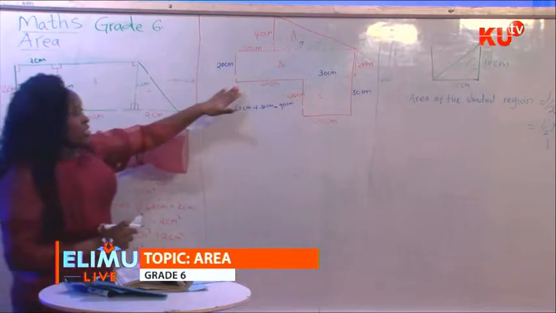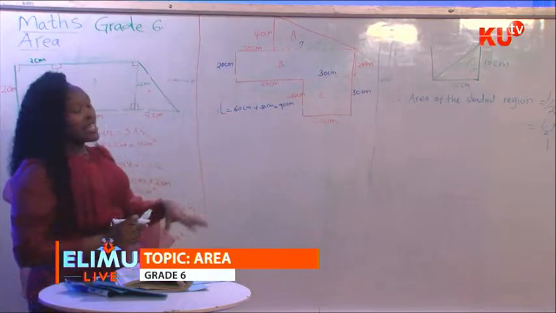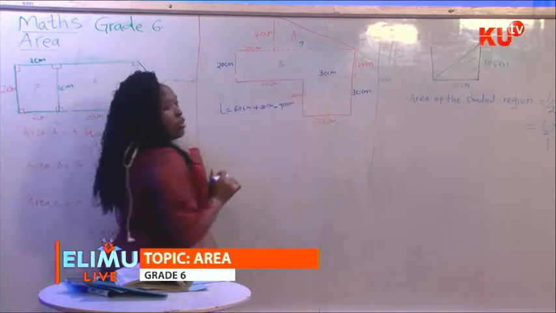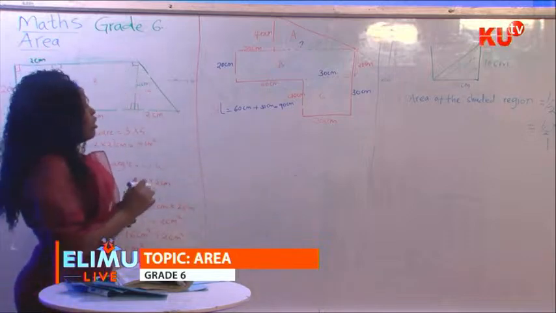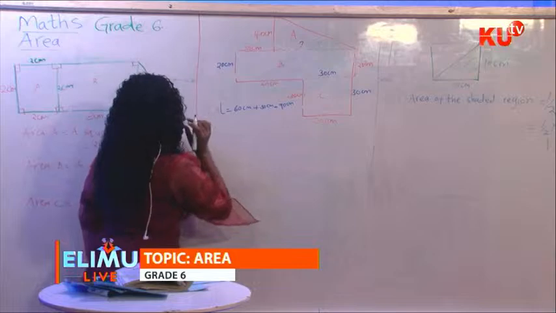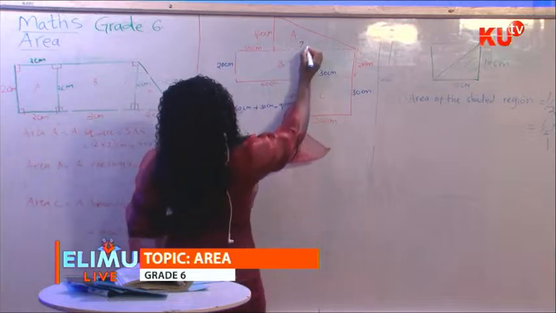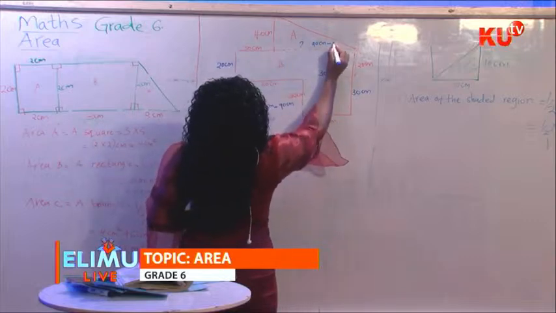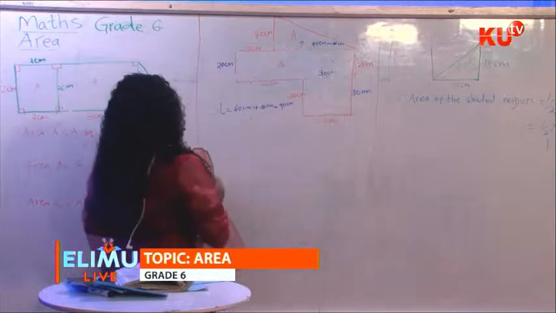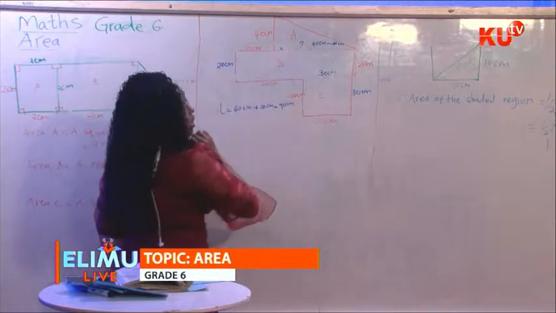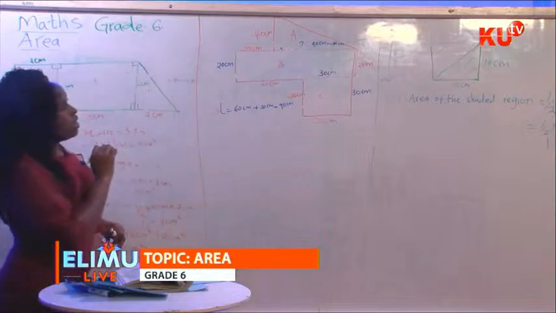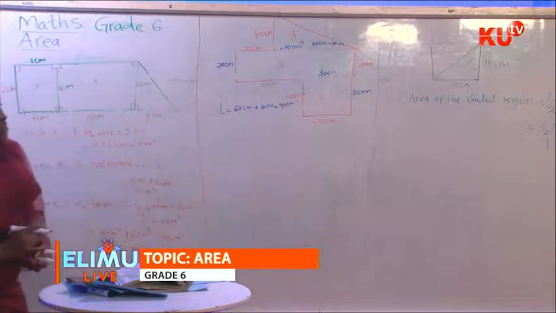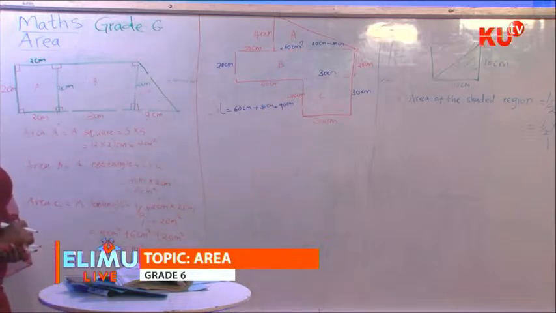We are going to get the total length, and then we subtract the 30 centimeter. So from here to here, which is the length of our triangle, we are going to get it by taking 90 centimeter, we minus 30 centimeter. So the length of our triangle will be 60 centimeter. Are we together, learners? Yeah.